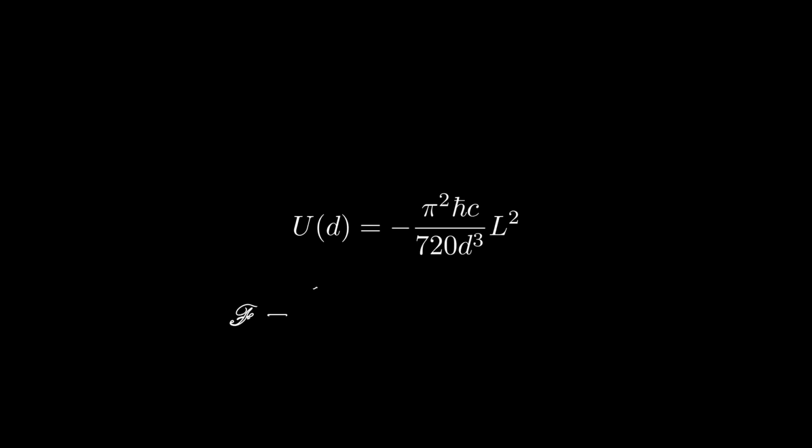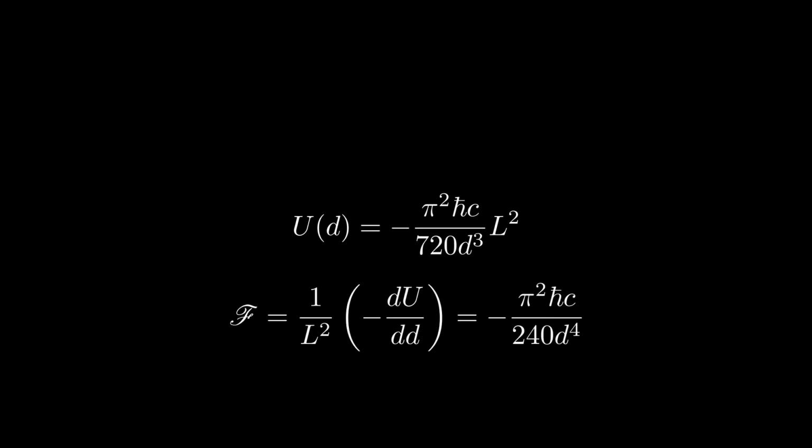Since the force is the negative gradient of the potential energy, we can get the force, per unit area, to be the following. This shows that two plates in a vacuum have an attractive force between them following 1 over d to the fourth power. At submicron scales, this becomes the dominant force between uncharged conductors. At distances of about 10 nanometers, this produces a pressure that is equal to 1 atmosphere.